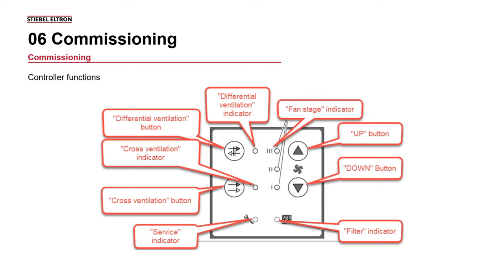This is summer operation. It allows the fan units to bypass the plate heat exchangers and bring cool, fresh air in during summer evenings. On the lower half of the controller, we have a service indicator and a filter indicator light. These can illuminate if the filters need changing or the fan unit needs servicing. And finally, on the right-hand side, we have a fan up speed button and a fan down speed button, with corresponding fan speed indicator lights to the left-hand side, showing fan speed 1, 2, and 3.